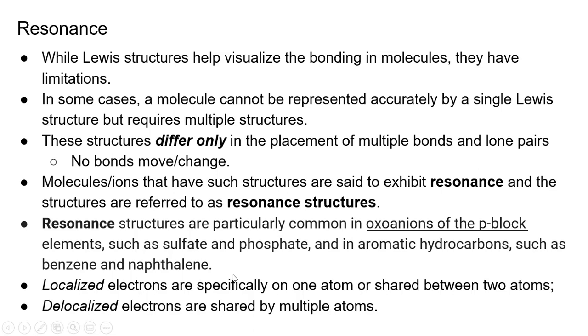So when you have compounds or ions that have more than one structure, they're called resonance structures. Now, the key thing you have to remember when you do these is that the structures themselves do not change. It's only the electrons that are moving, the placement of multiple bonds and lone pairs. But the skeleton structure that you draw with a Lewis structure does not move.